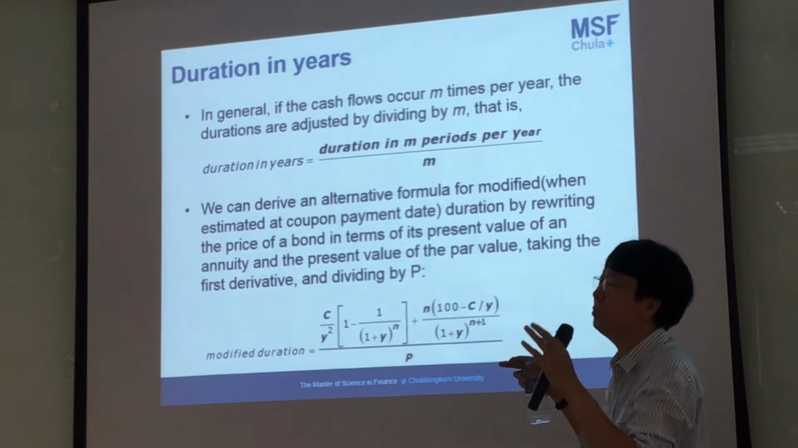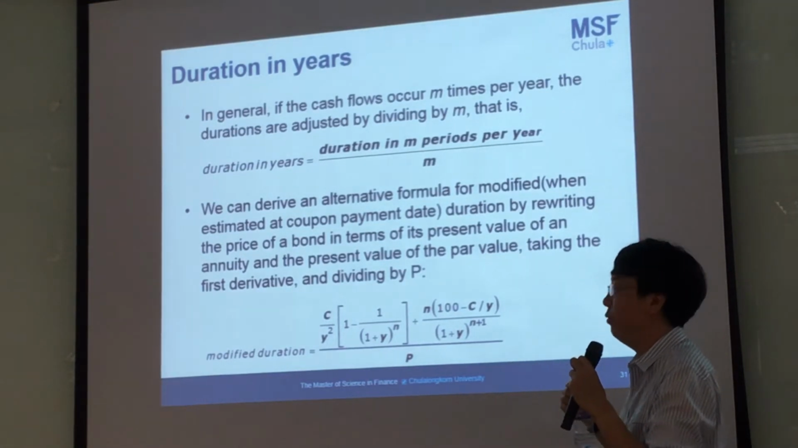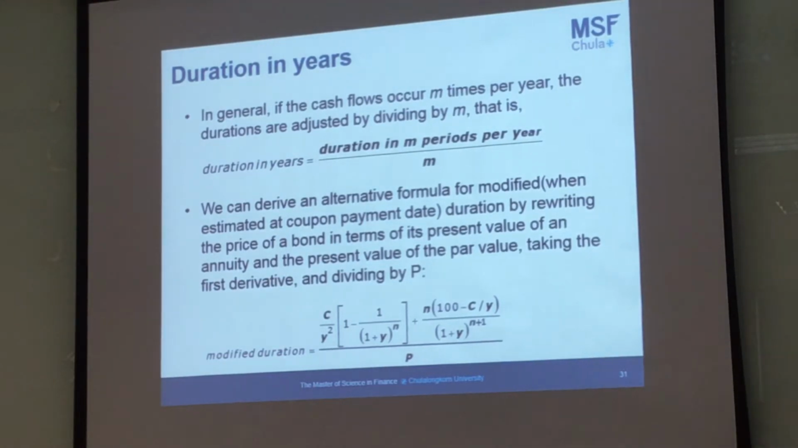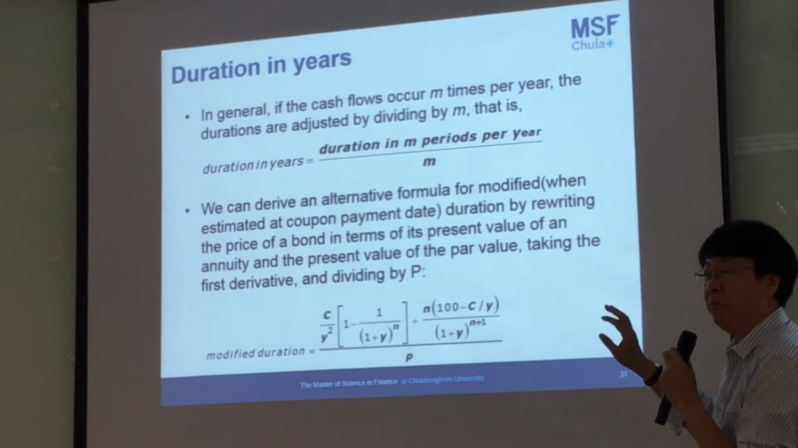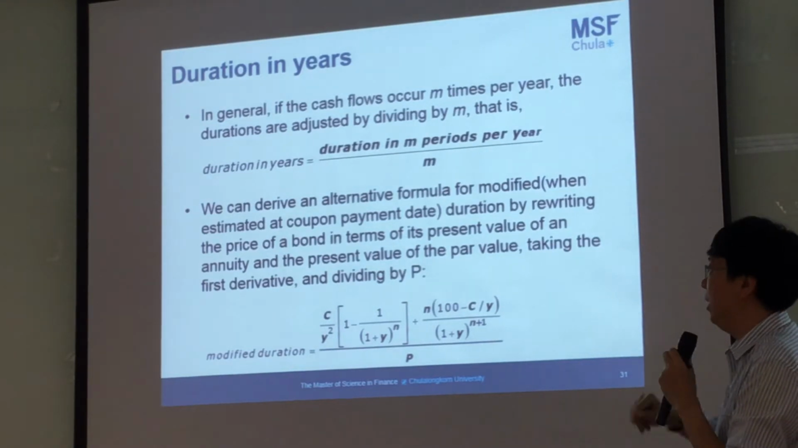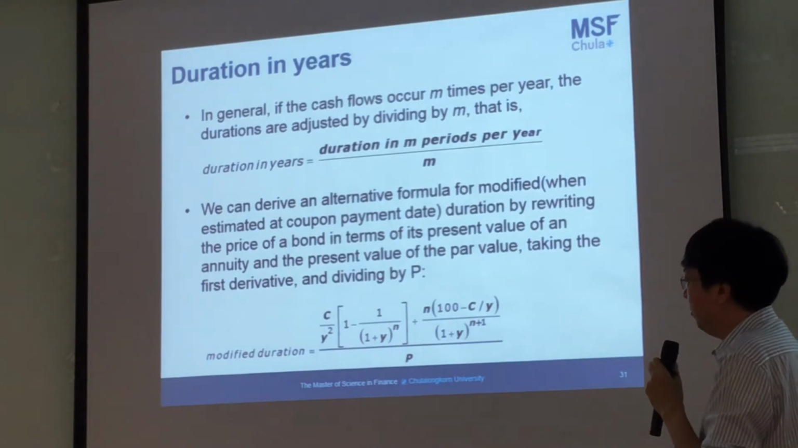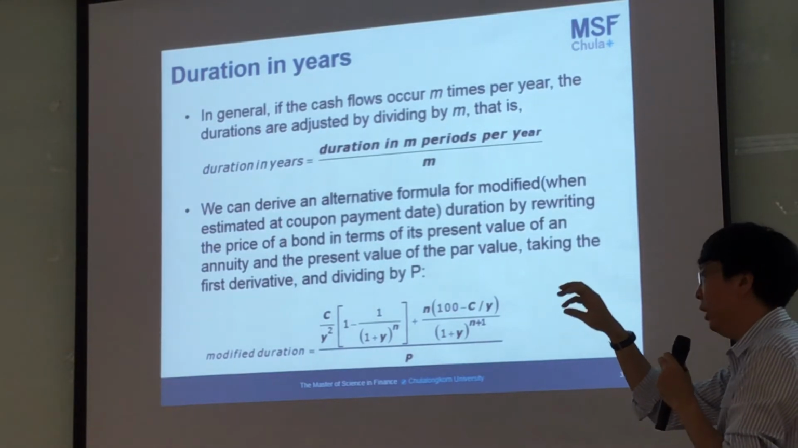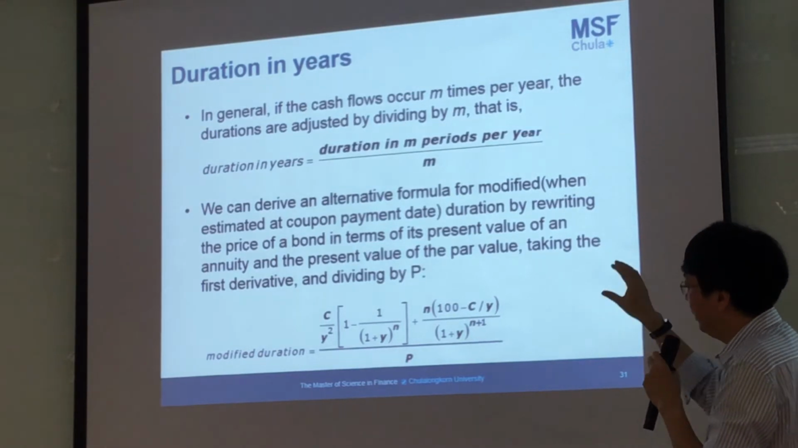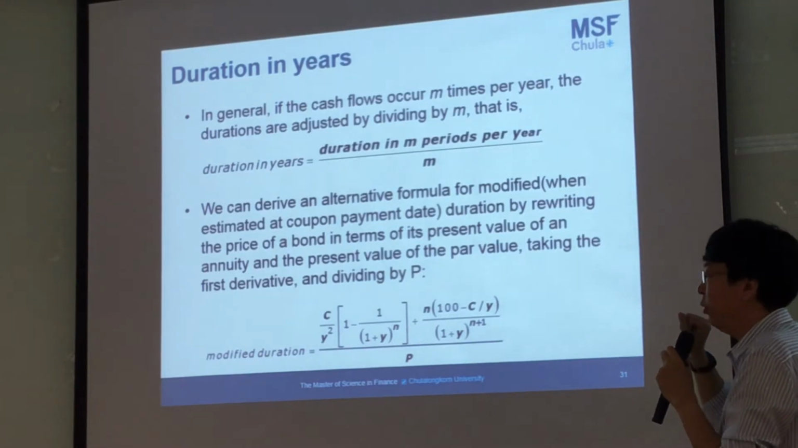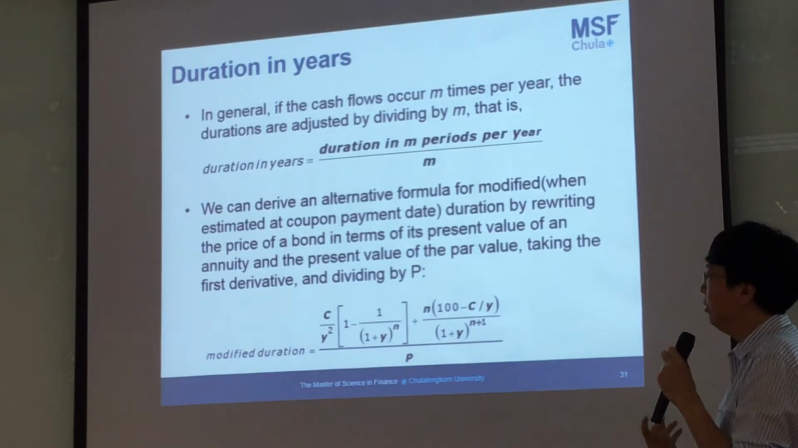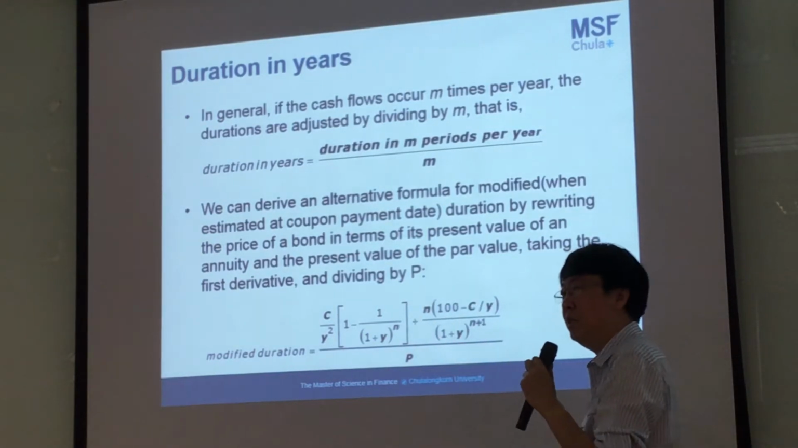There are too many formulas. You just pick one that you are comfortable with. This formula is derived in another way and can be used only for bond valuation at the coupon payment date. Basically, as you know, the price of the bond equals the present value of the annuity plus the present value of the face value, and then we take the first derivative of this bond price with respect to the yield, and this is the result of the derivation.